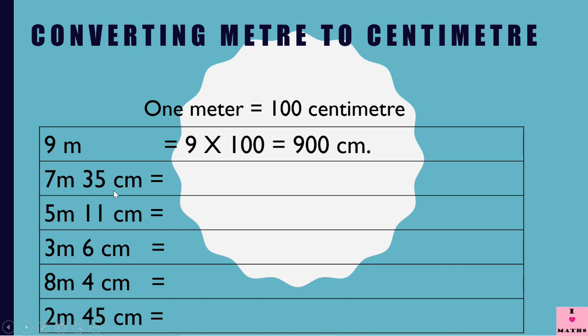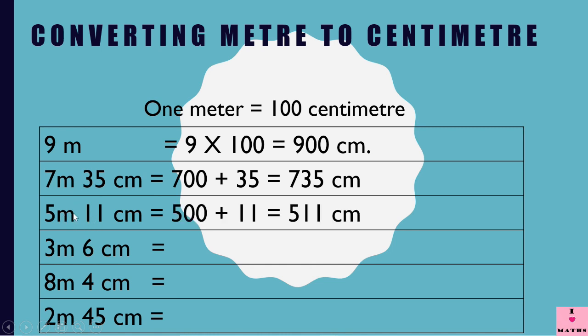7 meter 35 centimeter. Suppose something is this long, 7 meter and 35 centimeter long, and you want to know what is its length in centimeters. Now 7 meter is 700 centimeter plus 35 is 735 centimeter. 5 meter 11 centimeter. 5 meter is 500 centimeter. You add 11, it is 511 centimeter.